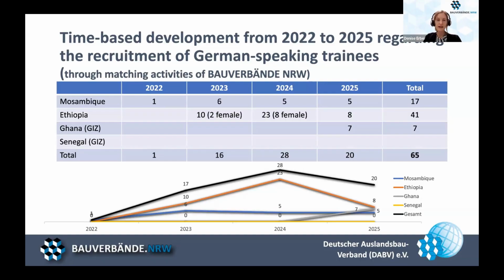In 2025, we started a project with GIZ where we matched candidates from Ghana and Senegal. As you can see, we've only been able to match candidates from Ghana, but we come to the reasons for that later. And in total, as of 2025, we matched 65 candidates. Next slide.